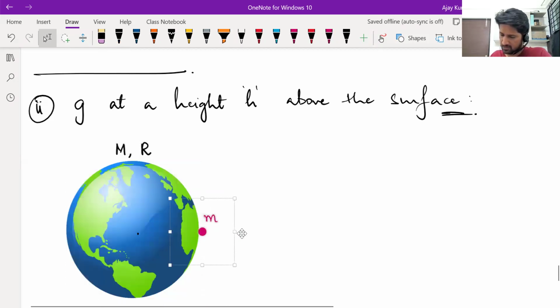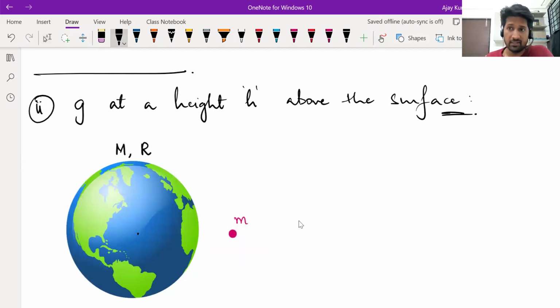By now you must have realized, or let me just tell you this. We are deriving acceleration due to gravity, and acceleration due to gravity is the force of gravity divided by the mass that experiences the force. Force by mass is nothing but field. So acceleration due to gravity is nothing but gravitational field. So we can use that result directly. We don't have to find force divided by mass every time.